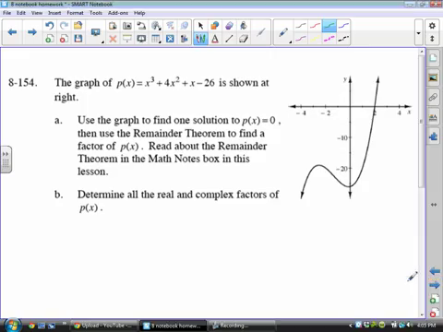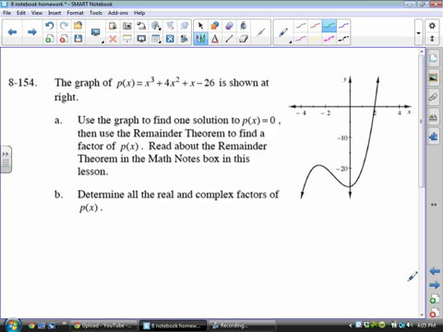8.8-154 from section 8.3.2. The graph of p of x equals x to the third plus 4x squared plus x minus 26 is shown at the right. Use the graph to find one solution to p of x equals 0, then use the remainder theorem to find a factor of p of x. Read about the remainder theorem in the math notes box in this lesson.